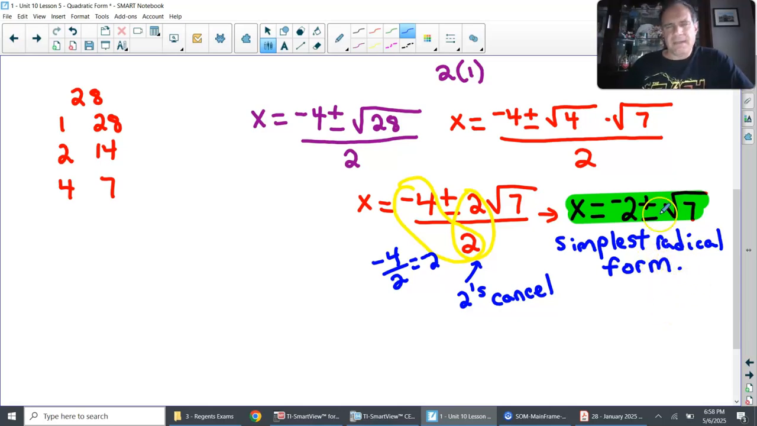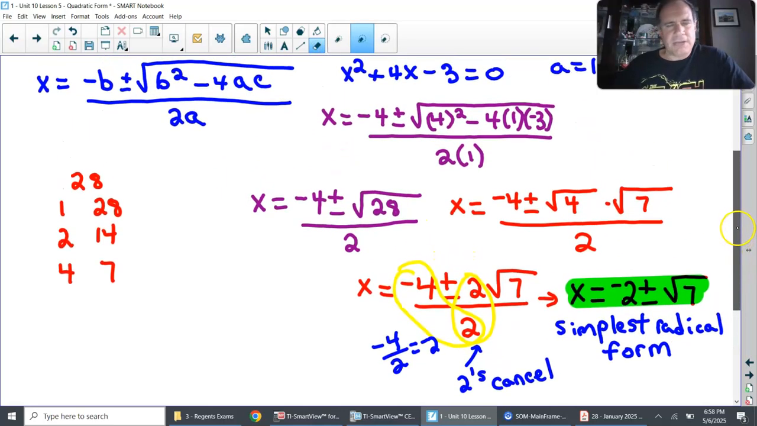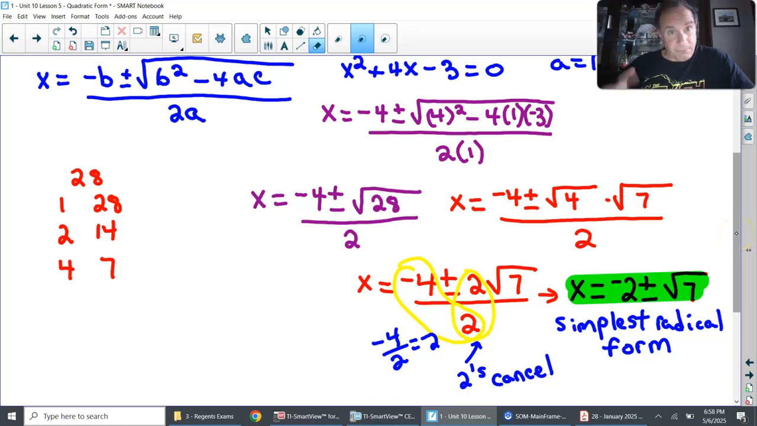And that is what I wanted to show you. This was on the January Regents, which is the Regents before the one that you're going to take, the June 2025. This was on the January 2025 Regents. So this could be something that they do ask you to do. But just remember, when they say simplest radical form, you can't put the entire thing into the calculator, because you have to see what's underneath that radical. You have to see the discriminant.